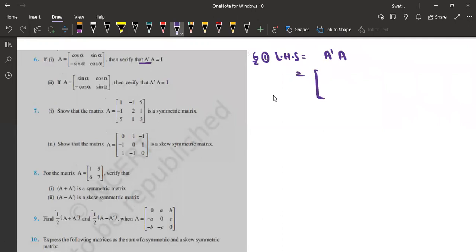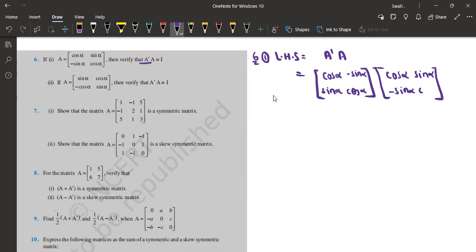What is the value of A transpose? Simply, the first column will become the first row, so cos alpha, negative sin alpha. The second column will become the second row, so sin alpha, cos alpha, right? And then we multiply by the original matrix A, which is as it is: cos alpha, sin alpha, minus sin alpha, cos alpha.